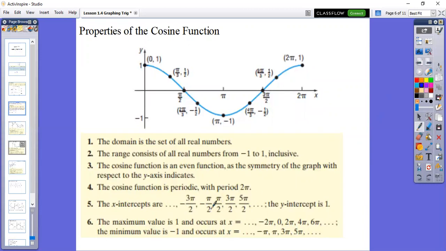X-intercepts are these values this time, because x-intercepts now occur when the x value is 0, which is at pi over 2, 3 pi over 2, negative pi over 2, so on and so forth, all of those values. And then we've also kind of talked about everything else here, the domain, the range. So really the rest of this is just going to be showing you examples of the graphs and what they look like. And then in class, we're going to actually draw and we're going to work with the graphs.